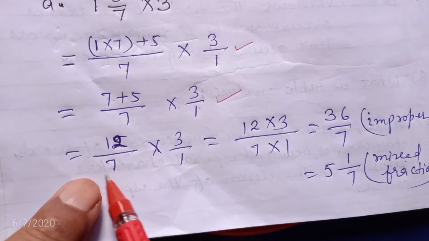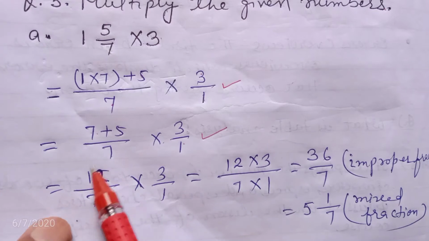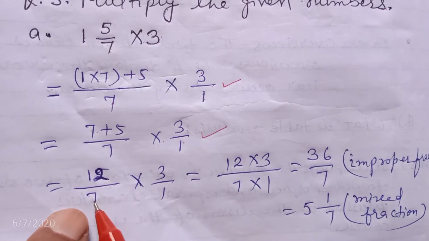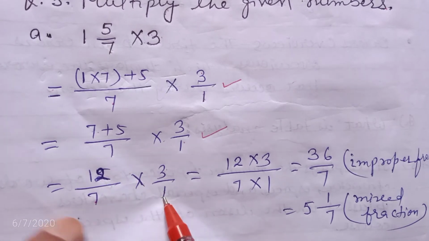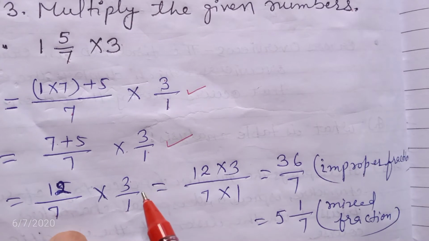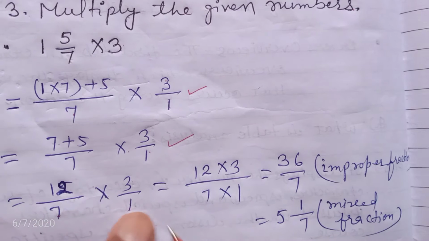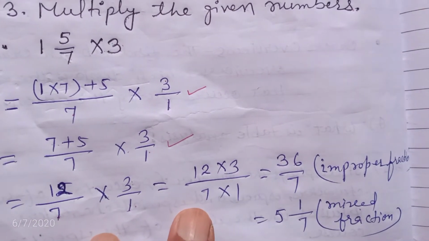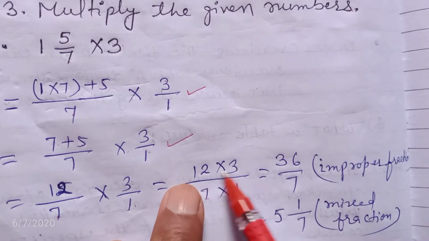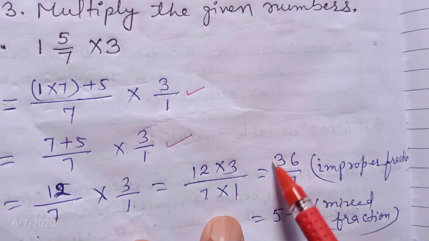Now 12 by 7 is an improper fraction. The mixed fraction is converted into an improper fraction. So now the question is 12 by 7 multiplied by 3 by 1. Now we can multiply as we multiplied fractions earlier: numerator into numerator by denominator into denominator. Now students, 12 into 3 by 7 into 7. 12 threes are 36 by 7 ones are 7. 36 by 7.